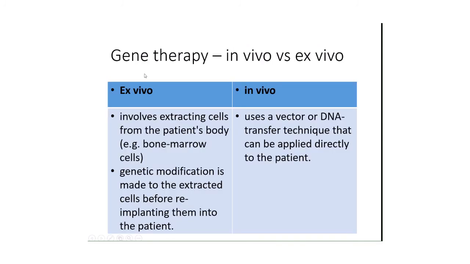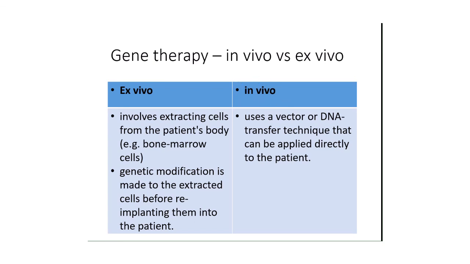There are two ways you can do gene therapy. In ex vivo, you are going to be extracting the cells from the patient's body, such as the bone marrow cell in the case of leukemia gene therapy, for example, and you will be making modifications to those cells in a petri dish in a laboratory, and then once the cell grows a little bit, you will reimplant them back into the patient. On the other hand, you can do it in vivo.